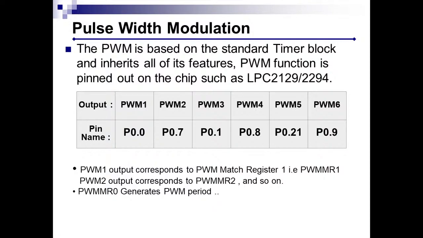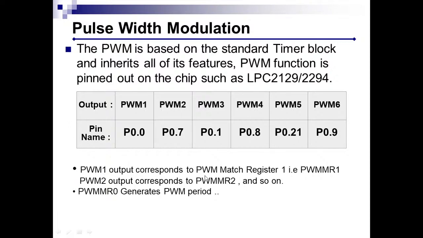Fortunately, in the ARM processor we have 6 PWMs available, and the pins are dedicated for PWM. P0.0 alternate function is PWM1, P0.7 is PWM2, P0.1 is PWM3, then P0.8, P0.21 and P0.9. So from all these 6 pins, PWM is available. PWM is based on the standard timer block, and it inherits all its features. The PWM function is pinned out from the chip, like this LPC2129, 2294, and for other chips you can always refer to the data sheet for which pins PWMs are available.